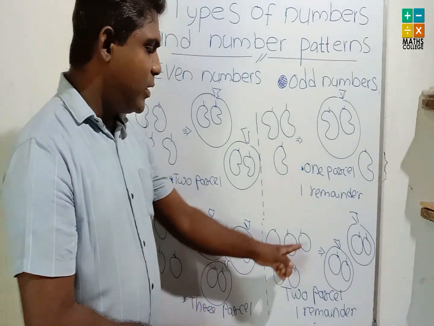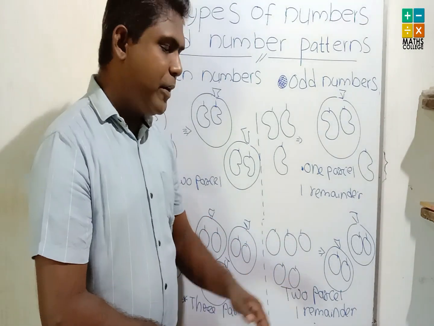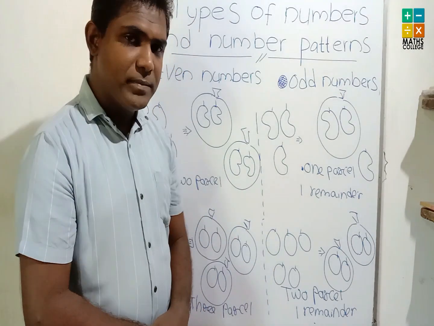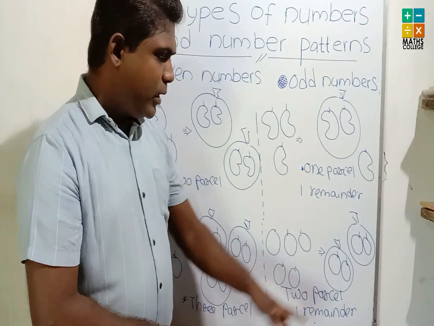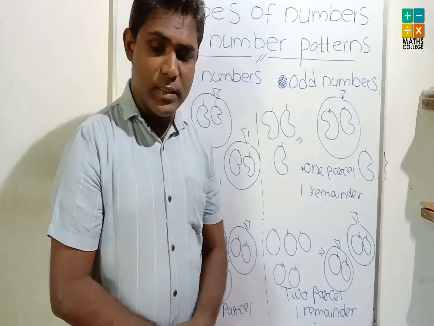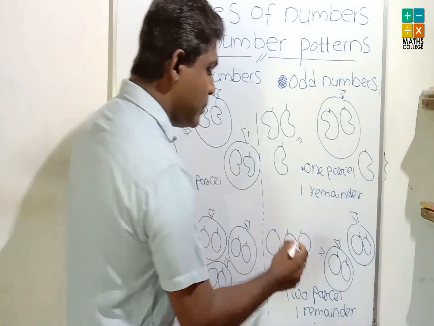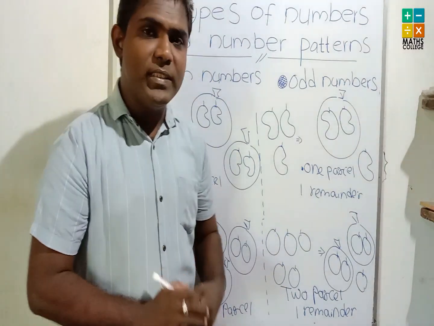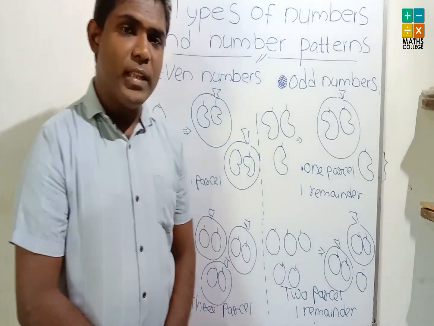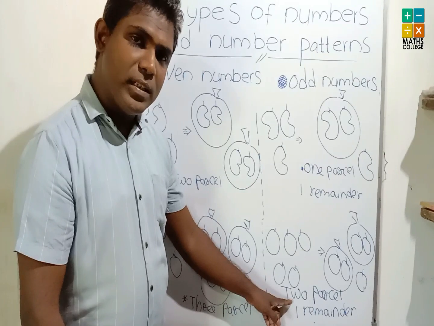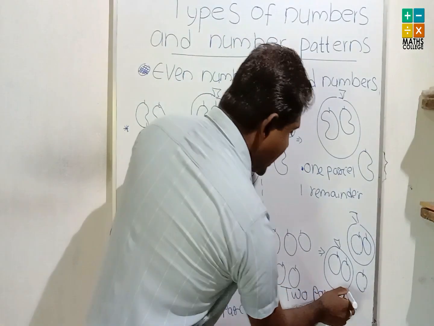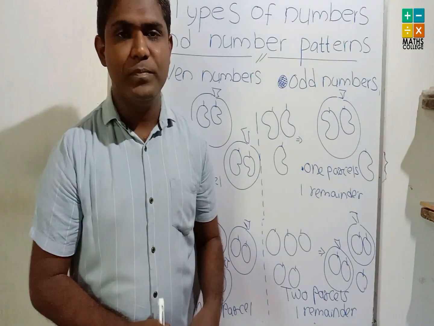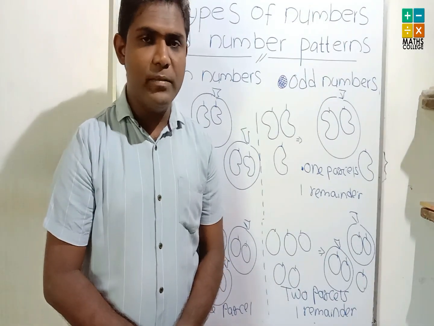And another one: 1, 2, 3, 4, 5 oranges. With these 5 oranges, here 2 parcels, but one orange remains. That means 2 parcels and 1 remained. Can you see?